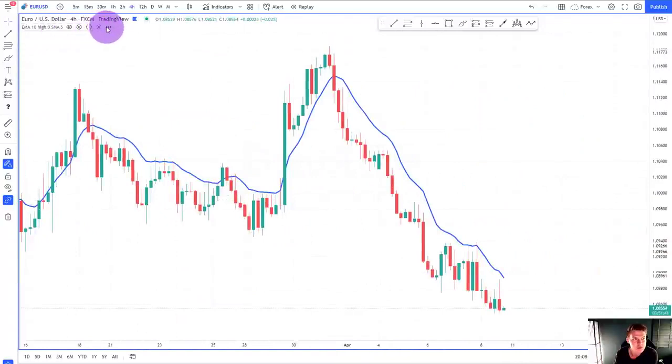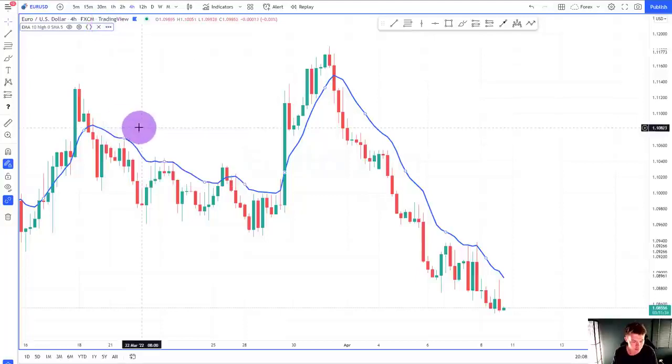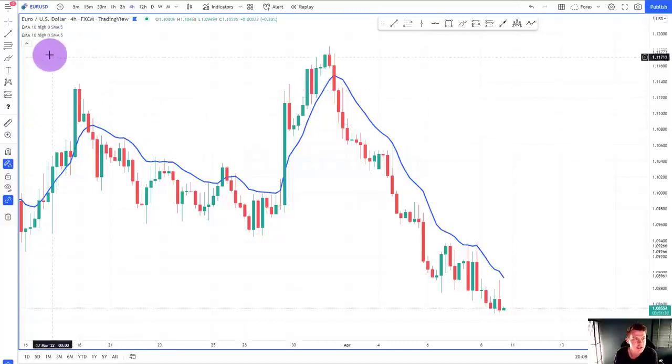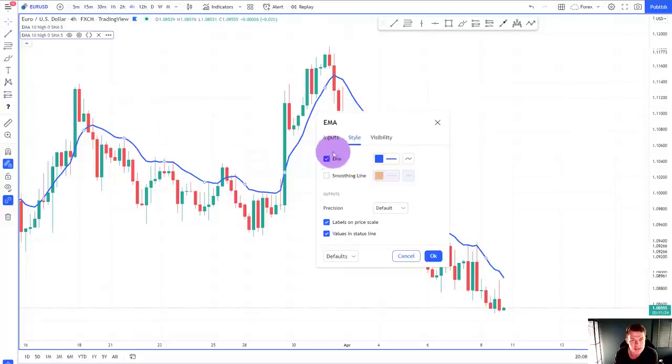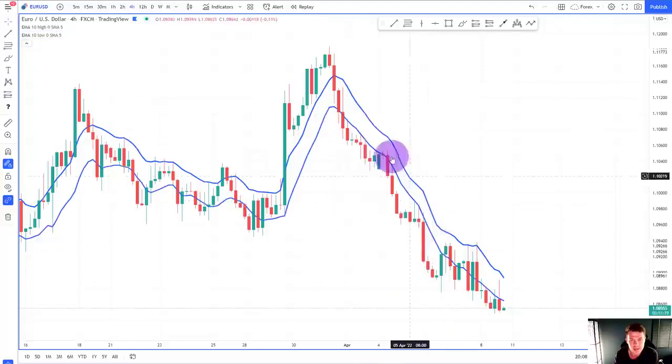Then we can copy this one. We go to the moving average, 10 EMA high. You can see it here. Then we go to the points, we go to copy. Then we paste it, just press Ctrl and V like you would paste anything on your computer. Then you can see we have two moving averages with the same settings, so we have to change that. We open the settings, and now we change it from source high to source low. And that's how we get our channel.